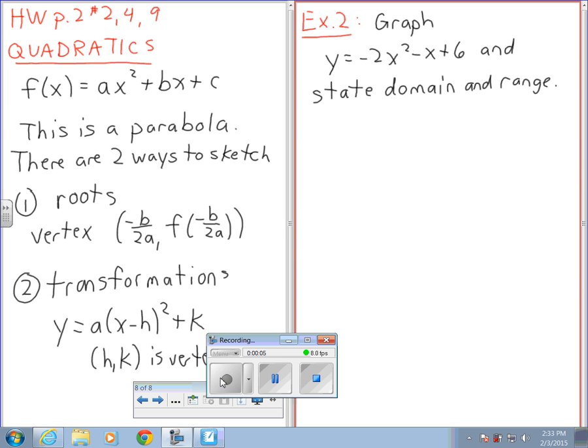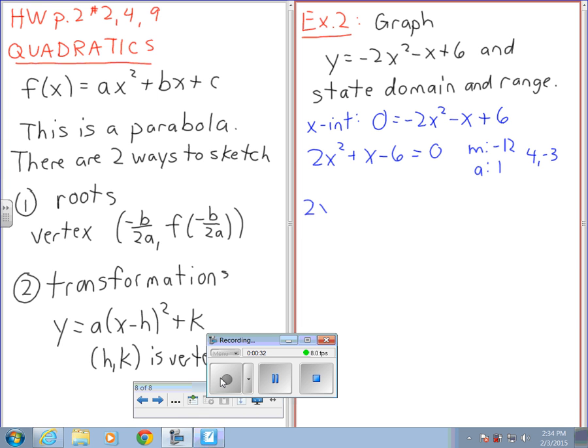Elijah, can you factor this one for me, please, for the x-intercepts? To make things easier, this is what I was trying to say before. I'm going to do that just to make the algebra easier. So, Brendan, I'm going to multiply to negative 12 and add to 1. What are those two numbers, please? 4, negative 3. Okay, so that's 2x squared plus 4x minus 3x minus 6 equals 0.